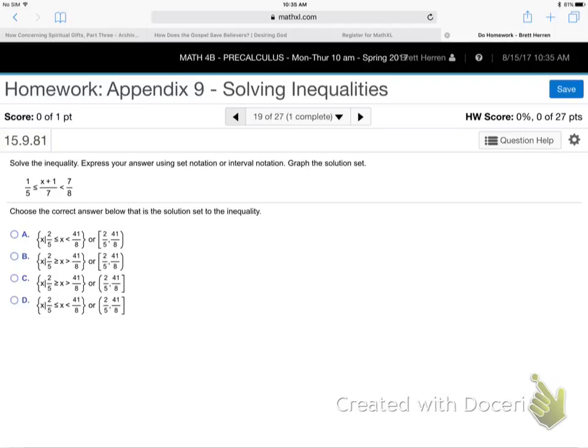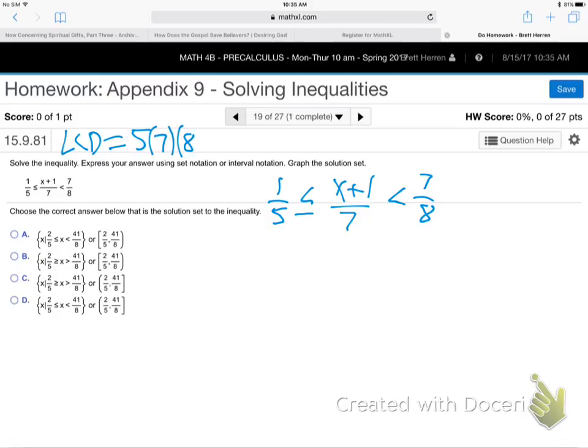Okay, so 1/5 less than or equal to x plus 1 over 7 less than 7/8. Okay, fractions again. So what do we do with fractions? Multiply through by the common denominator. We just want to get them out of there. What is the common denominator? Well, it's whatever those three numbers multiplied together are. So 5 times 7 times 8, 40 times 7, 280.